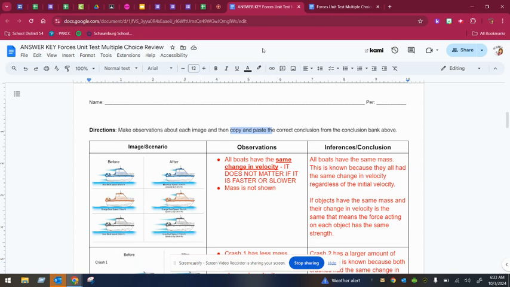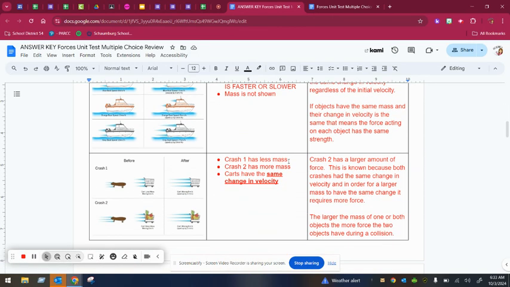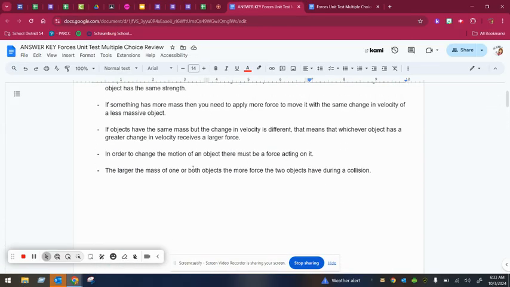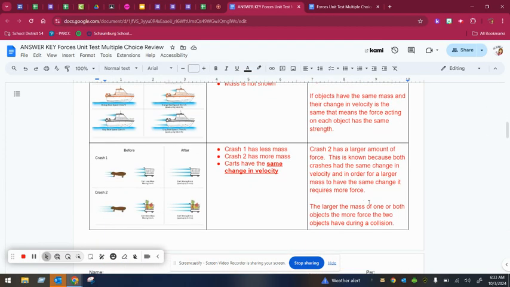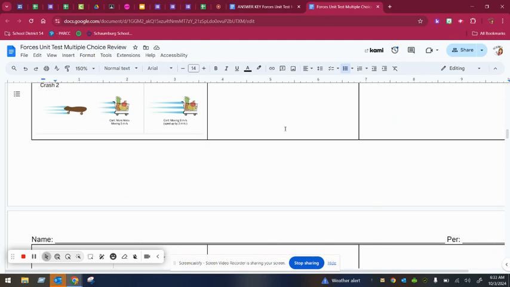So again, when we're looking at our answer key, crash 1 had less mass, crash 2 had more mass, but they have the same change. So I can say crash 2 has a larger amount of force. And this is known because both crashes had the same change in velocity. And in order for a larger mass to have the same change, it requires more force. So then again, I copied and pasted from the top of the screen up here. I said the larger the mass, because that's our collision, and I copied and pasted that here. The larger the mass of one or both objects, the more force the two objects are going to have. Okay. So finally looking at the third one, and then you guys are going to work on your own.